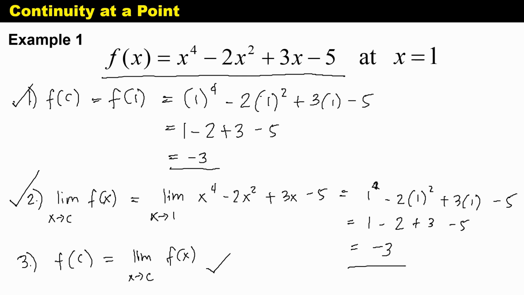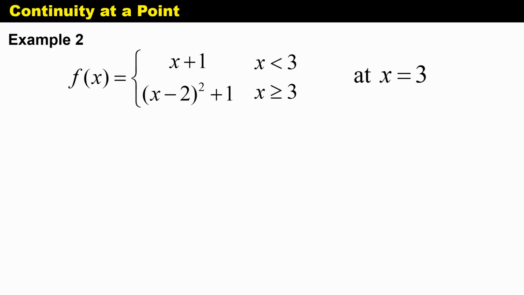Now let's have another example. Say we have a piecewise function f of x equals x plus 1 if x is less than 3, and x minus 2 squared plus 1 if x is greater than or equal to 3, at x equals 3. Now we'll be identifying if this piecewise function is continuous at x equals 3.